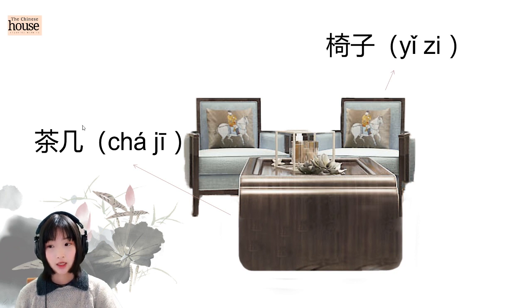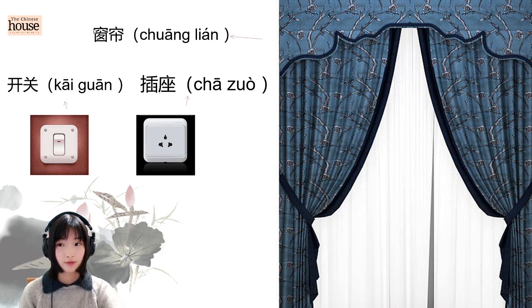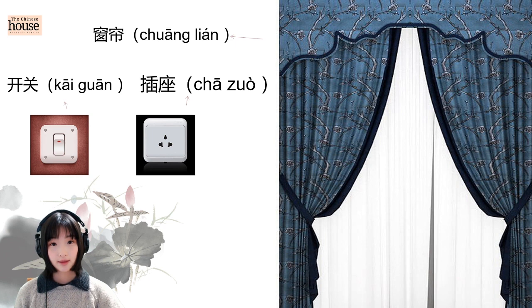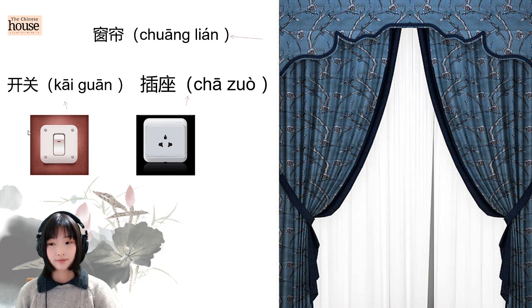茶 means tea. 茶几. And then this is curtain, 窗帘. 窗 is flat tone. We have learned this, it is window. 帘 is second tone. 窗帘. And this is switch, 开关. 开 means open and 关 means close. So switch is 开关.